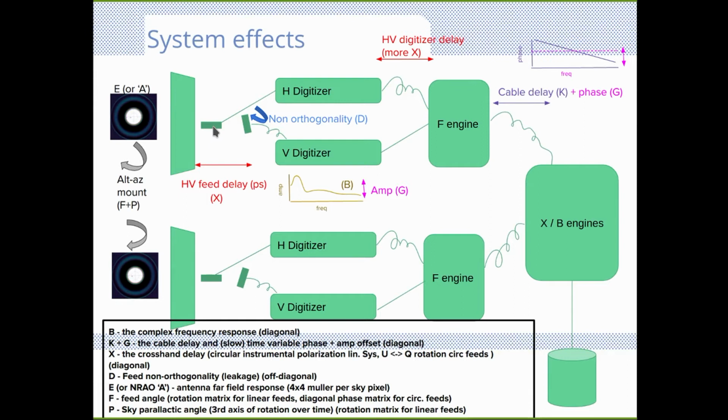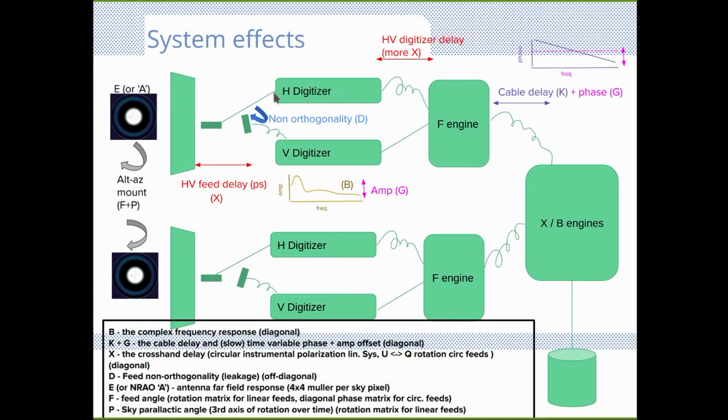Those two dipoles are connected through the low noise amplification circuitry to a digitizer, right? That low noise amplification circuitry has a standing wave on it, and this is the bandpass response of this orthomode transducer circuitry. And that just gives us amplitude and phase effects that are these kind of ripples and modulation as a function of frequency.